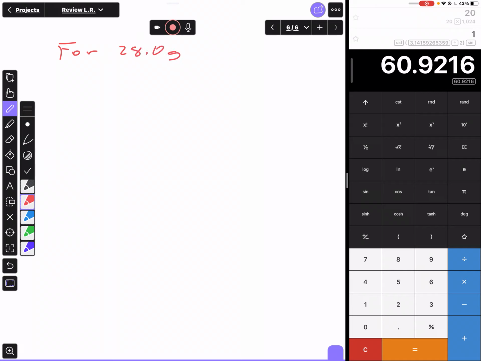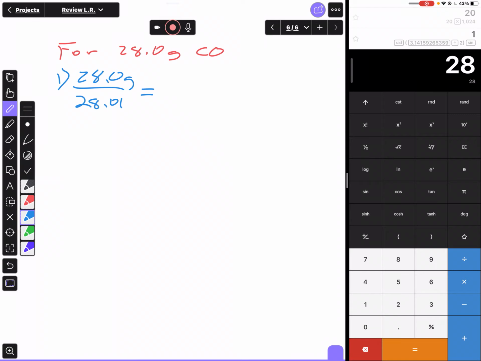28.0 grams of CO, it's carbon monoxide. My first step, simply convert to moles. 28.0 grams divided by the molar mass of CO. I've already found that. It is 28.01. So I take 28 divided by 28.01, and I get 0.9996, whatever, that will round to 1.0, and that will be moles of CO.